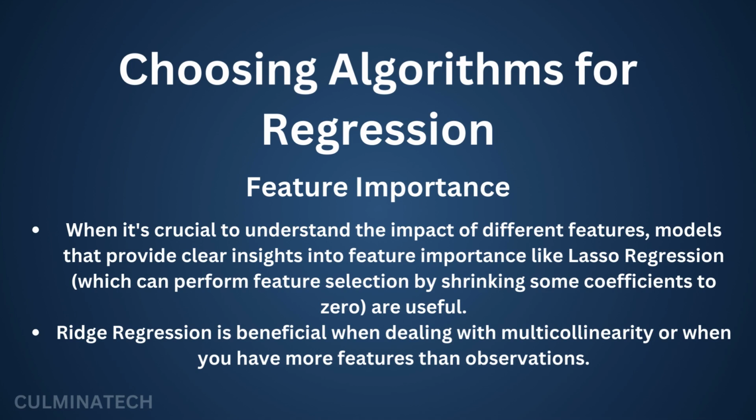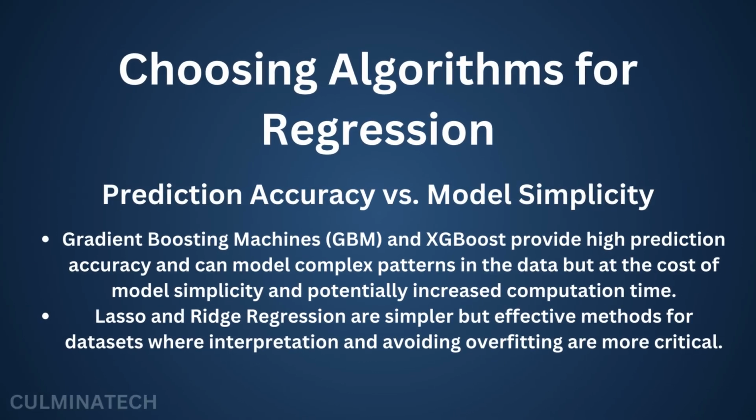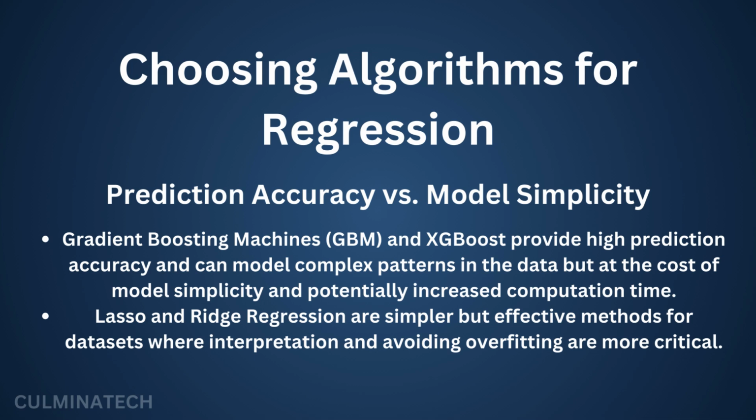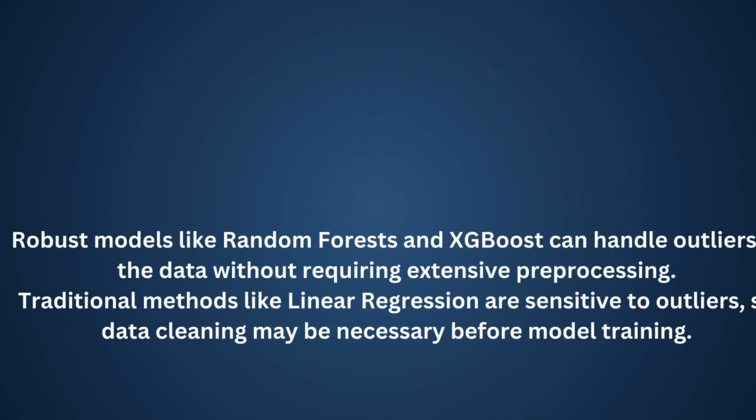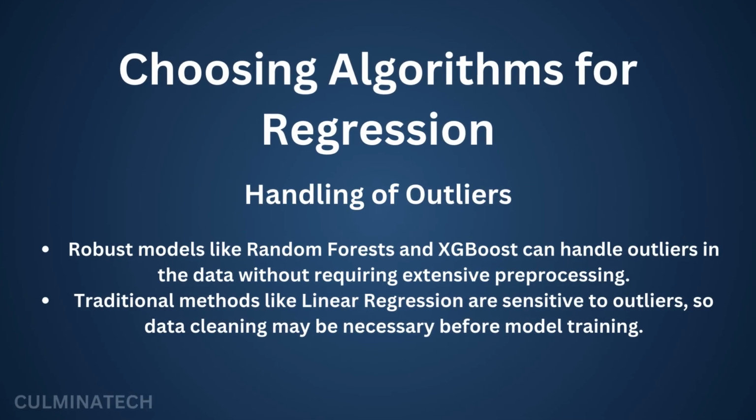Also, feature importance. When it's crucial to understand the impact of different features, models that provide clear insights into feature importance, like lasso regression, are important. You can also weigh prediction versus model simplicity. For example, GBM and XGBoost have high prediction accuracy, while lasso and ridge regression are simpler but effective methods for data sets where interpretation and avoiding overfitting are more critical. You'll learn what overfitting is soon.